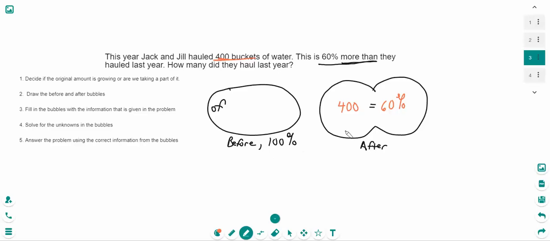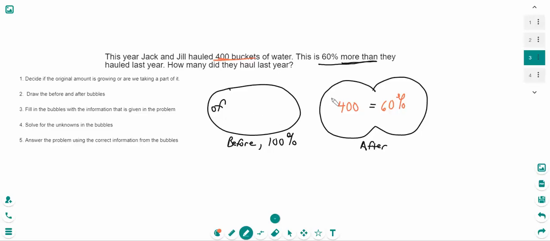All right, do the smell test here. Does this look right? Okay, think about it for a second. We've said that it's growing. It's getting bigger. So what this equation is telling us is that 400, which is the only number going to be in the second bubble, so this 400 would include everything in the second bubble, is 60% of the original amount.